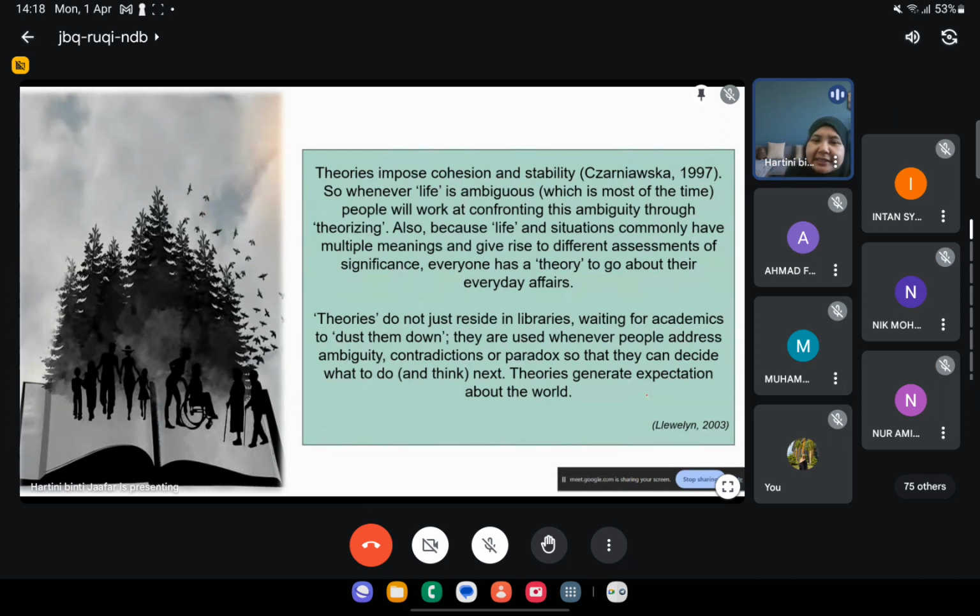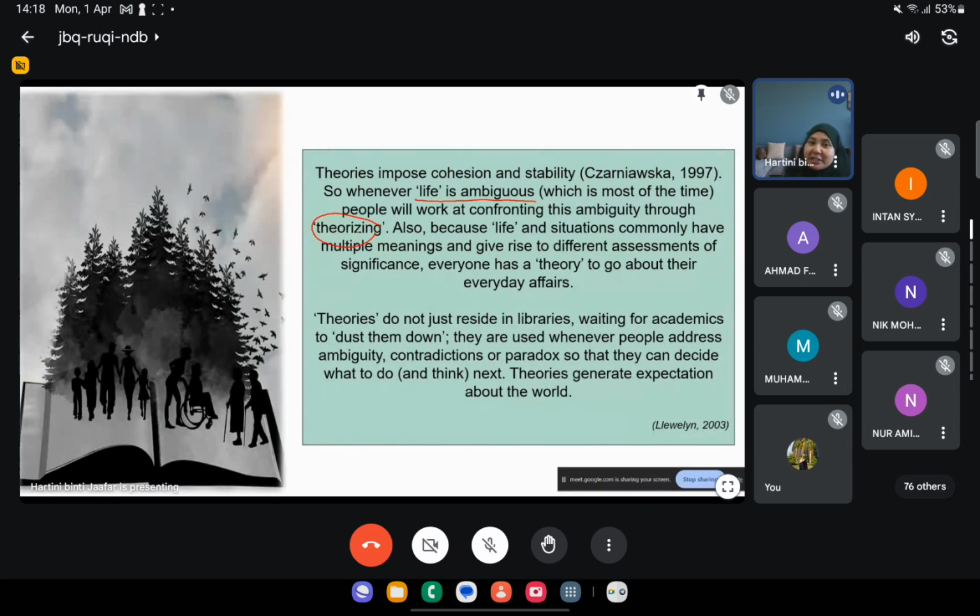So she states here that life itself is ambiguous, life itself is uncertain. Most of the time, because life is uncertain, at the end of the day, we don't know whether we are still going to live or not, whether we are still going to be breathing or not. So people will work at confronting this ambiguity, trying to explain all these uncertainties that they have in their life through what? Through theory. So when they propose a theory, they can at least gauge what is going to happen in the future.